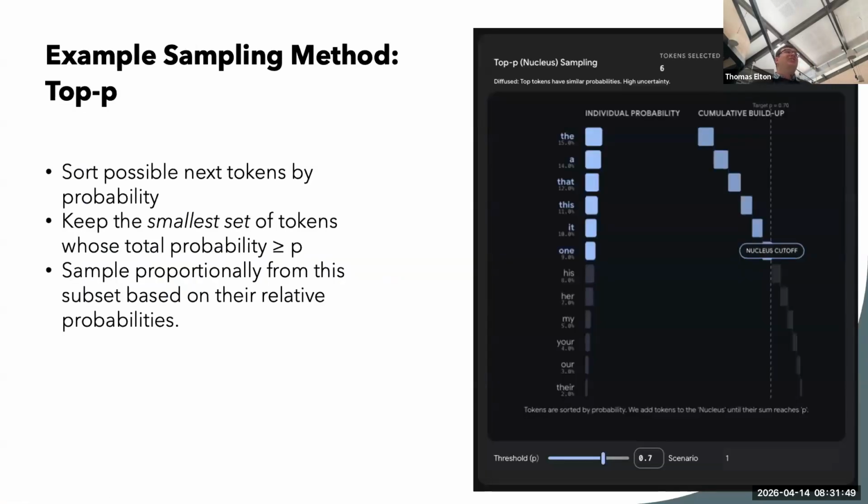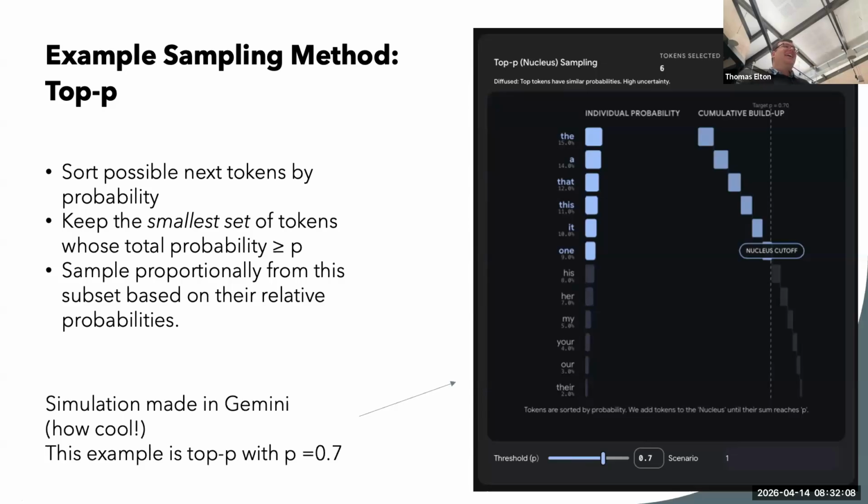So here on this slide, I've got a bit of an example. This is one sampling method that exists. It is called top P. How top P works is we start by sorting the possible next tokens by probability. So here is actually a slide, and I was interacting with Gemini when I was making these slides, and it actually just went ahead and made this really cool visualization for me. And it's actually interactive.